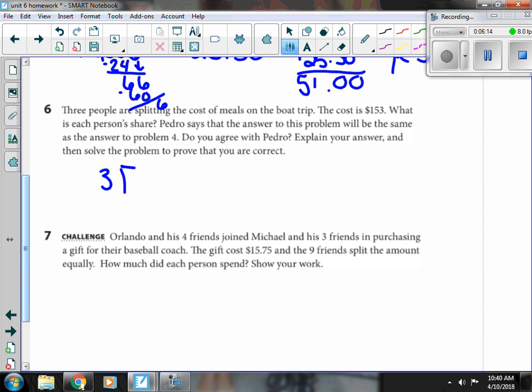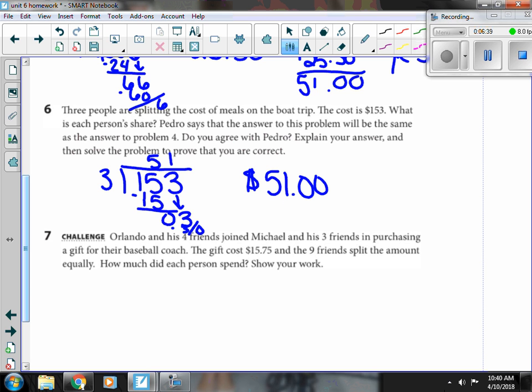153 divided by 3. 3 can't go into 1. 3 can go into 15 5 times. 5 times 3 is 15. I subtract and get 0 and bring down my 3. 3 goes into 3 once, and then I'll have no remainder. So he is absolutely correct. When I took half of what I was dividing by and half of the number, my answer was the same.